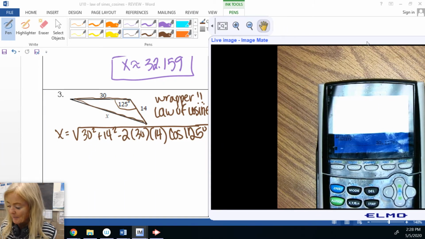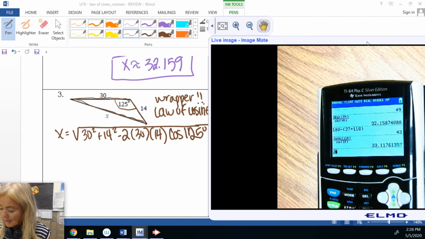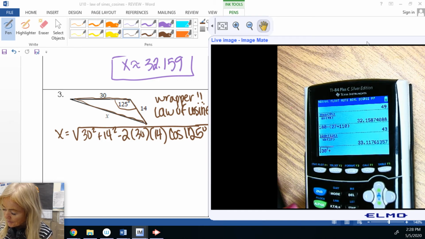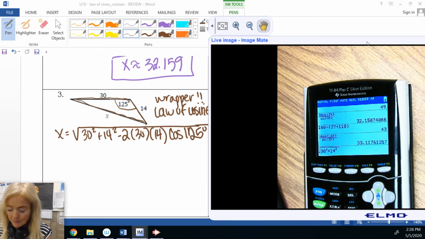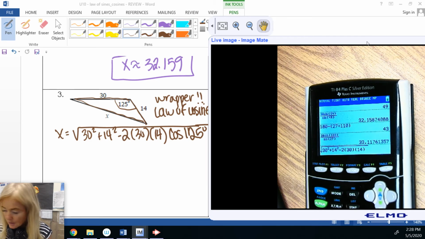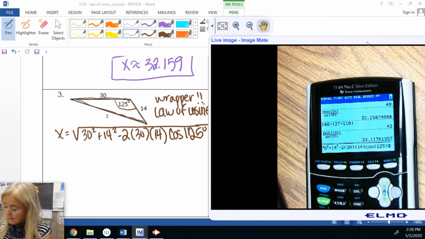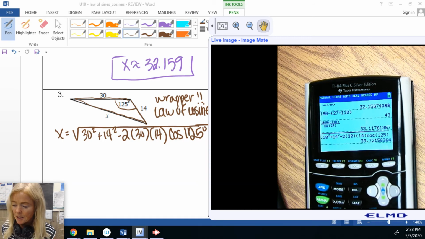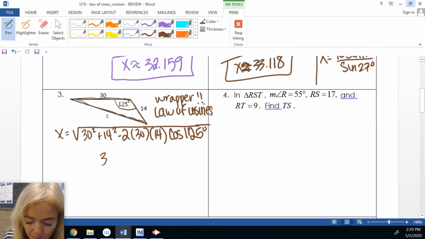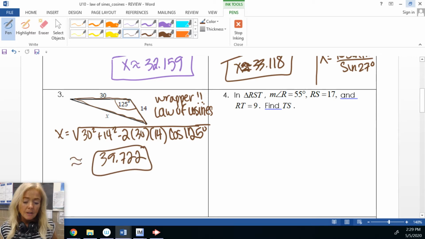All right, so you're going to do the big square root, and you can just plug it all in. You don't have to do any of the mathematical operations. Let your calculator do it. So 30 squared plus 14 squared minus 2 times 30 times 14 times the cosine of 125 degrees. Just plug it in like you see it, hit enter, and you've got your side measure, 39.722. That's an approximation because we rounded.